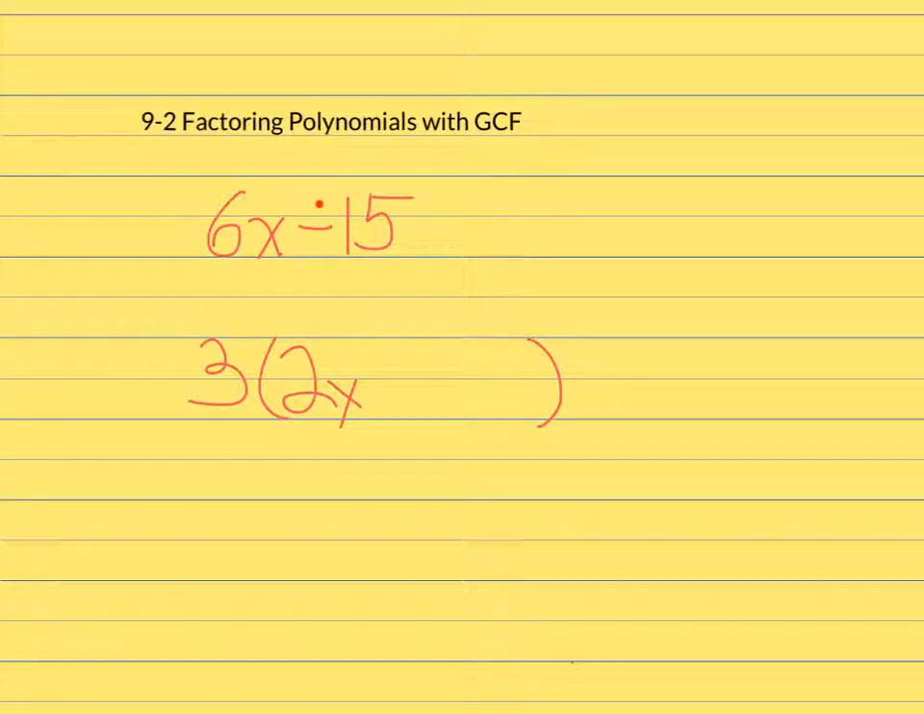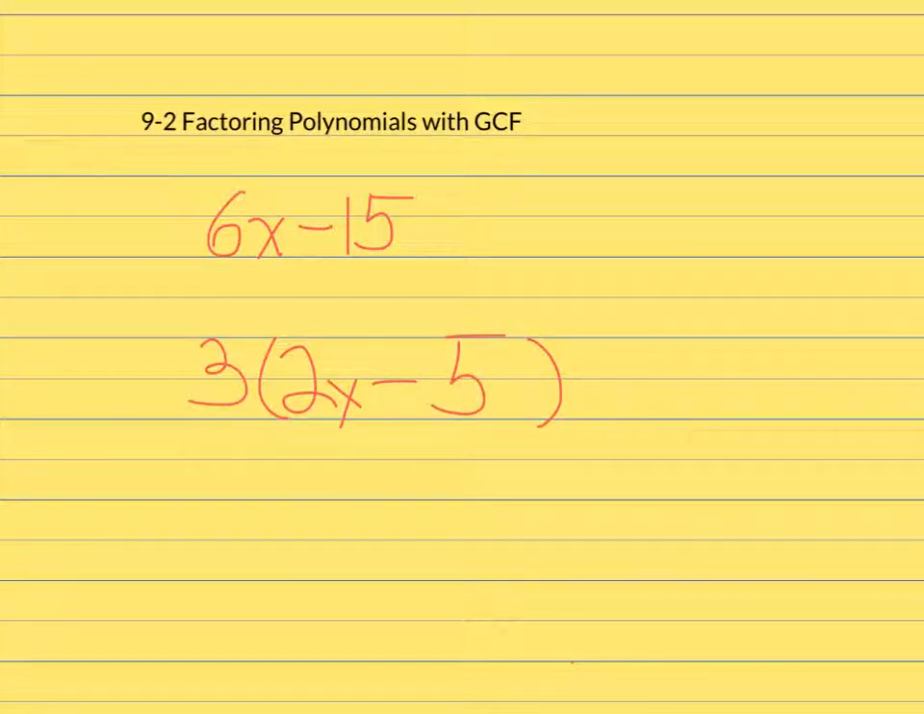as well, then I will put a minus sign down here, and I would then say, what can I multiply 3 by in order to get 15? And the answer is 5, of course.